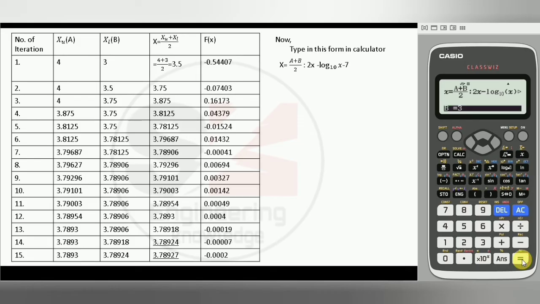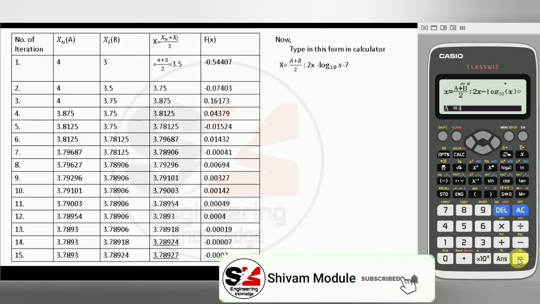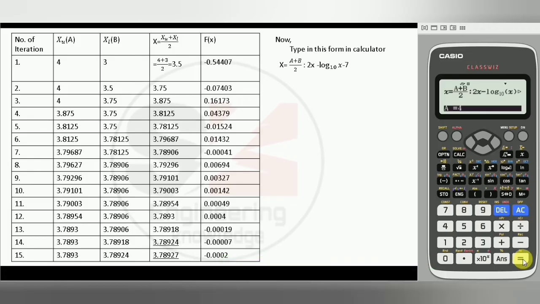Then we have to write the value of xl, that is b, that is 3. After writing 3, press the equal to button. Then it will show the fourth column value, that is 3.5. Then again press the equal to button, and it will show the last column value. Then after filling this column, simply click the equal to sign, then we have to change the value of a and b.